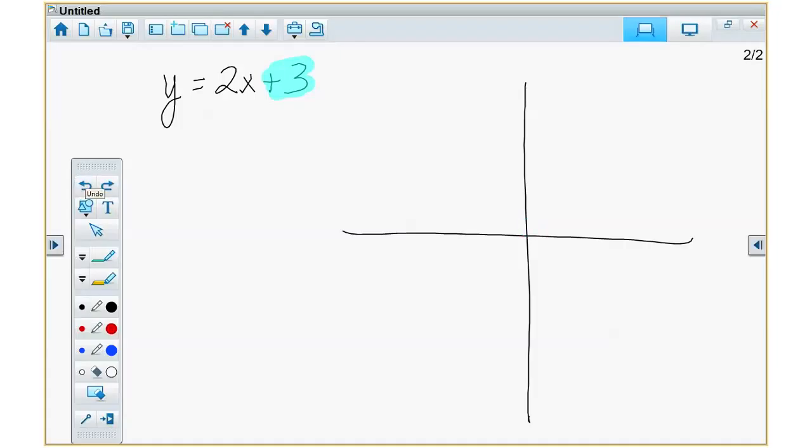1, 2, 3. There's my y-intercept. And then, let me mark that. 1, 2, 3. There. There's my y-intercept. And I'm going to tell you right now, method 3, this method right here, is best used with graph paper.